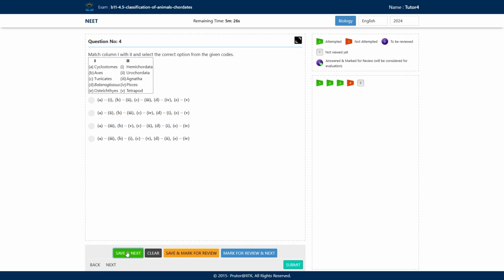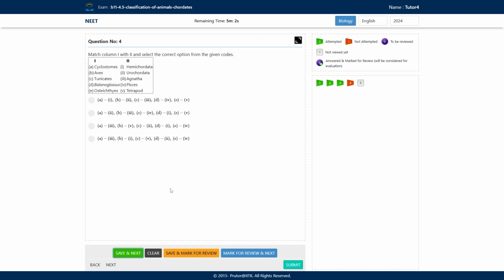This is the match the column type of question. Match column 1 with column 2 and select the correct option from the given codes. Column 1, we will see A, cyclostomes, B, Aves, C, tunicates, D, Balanoglossus, E, Osteichthyes. Column 2, Hemichordata, Urochordata, Agnatha, Pisces and Tetrapoda.